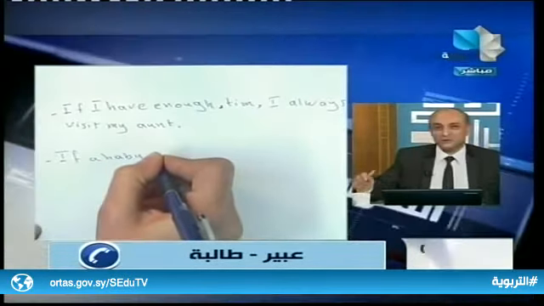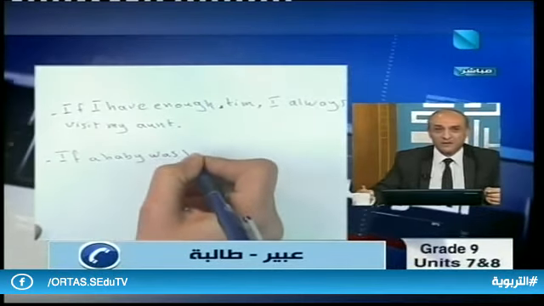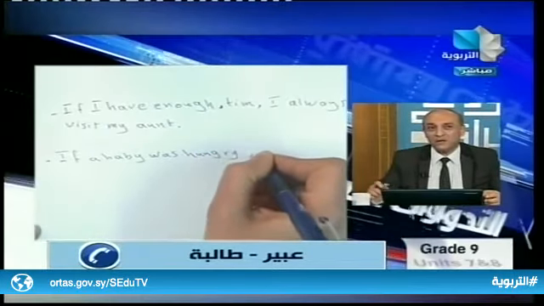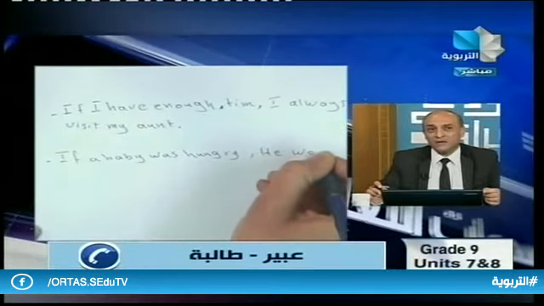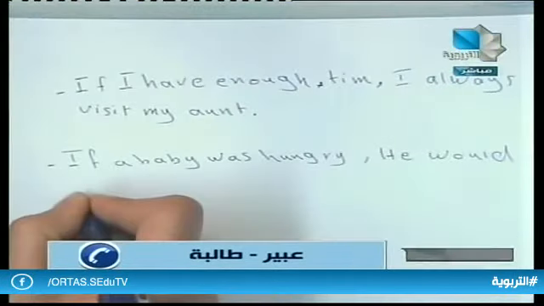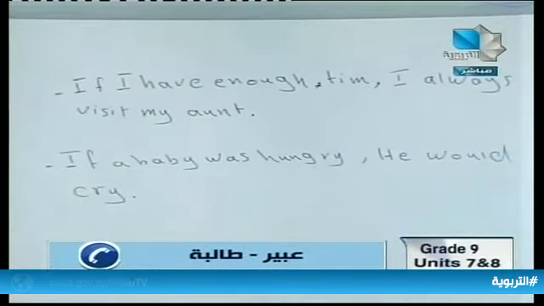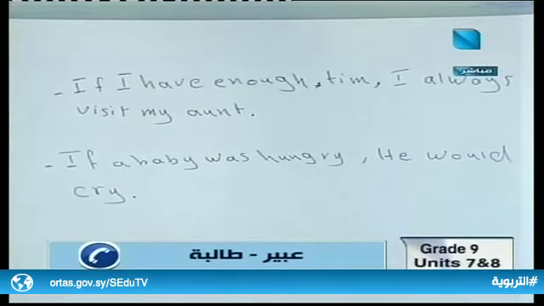Right? Yes. So, Abir, are you with us? Can you hear me? Let's read the first example, Abir. If I have enough time, I always visit my aunt. You see the word always, Abir? The circle. Abir, repeat it, please. Always. Why do we use always? When can we use always?